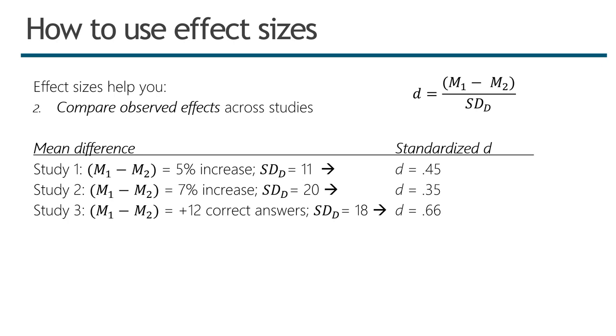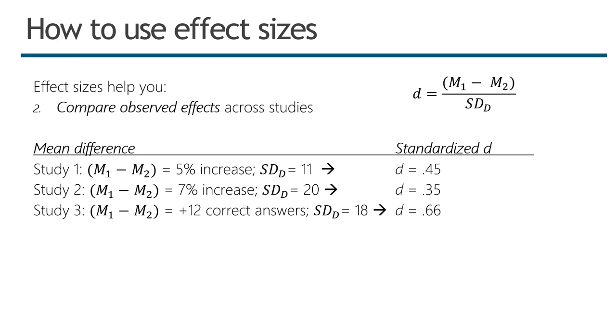If we do the same thing for study 2, which had a 7% increase, we'll find that its D is a 0.35. It had a smaller effect size in terms of standardized D. And the reason why is its standard deviation of scores in that second study was quite a bit larger than that in the first study. Perhaps that test was more difficult.